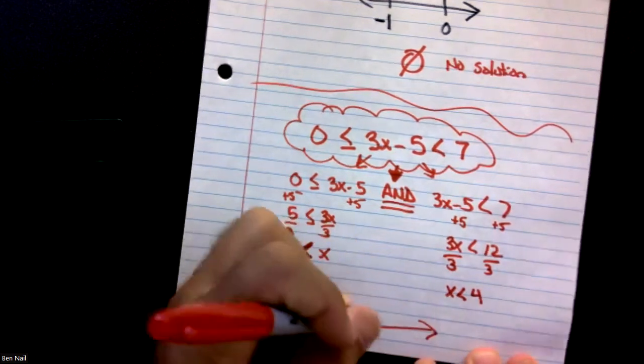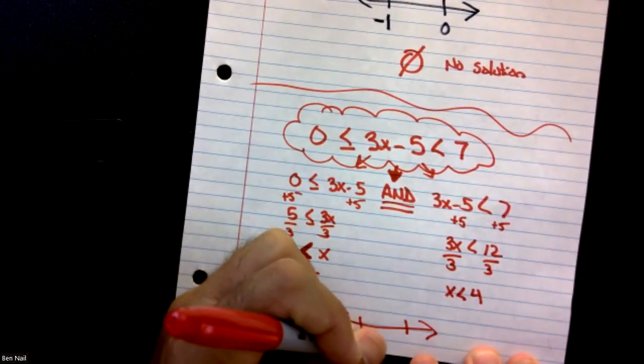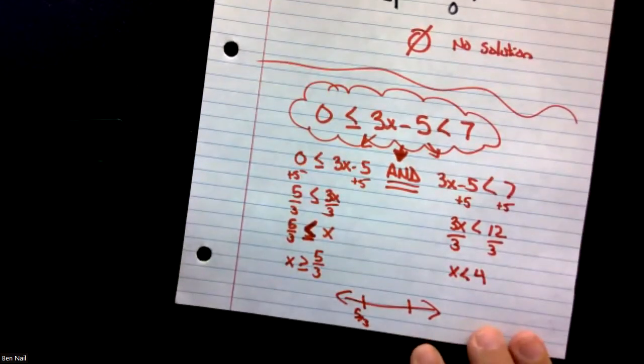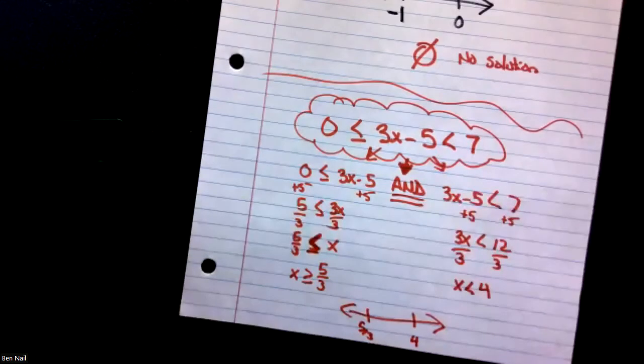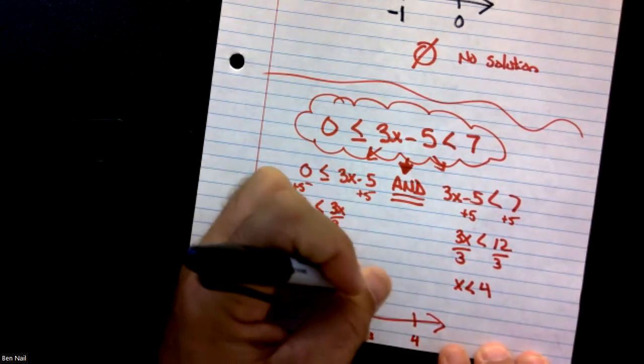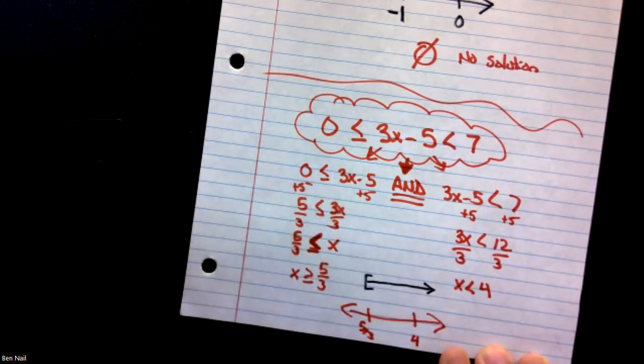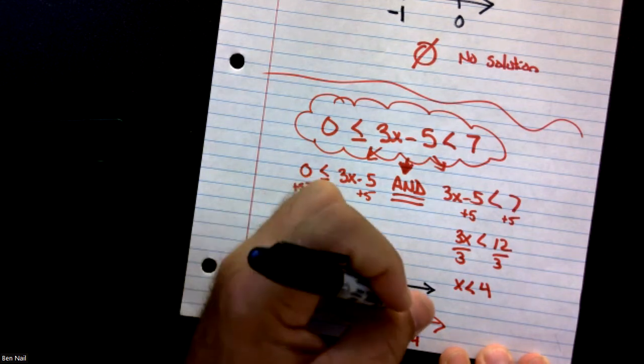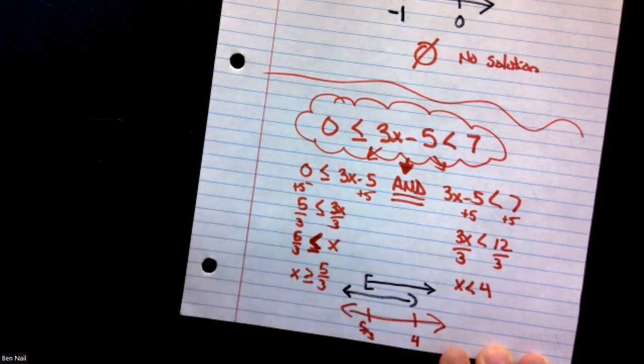So if we graph, 5 thirds is the smaller answer. It has to go to the left. 4 is the larger answer. It goes to the right. Everything greater than or equal to 5 thirds, it's that way. Everything less than 4 goes that way.